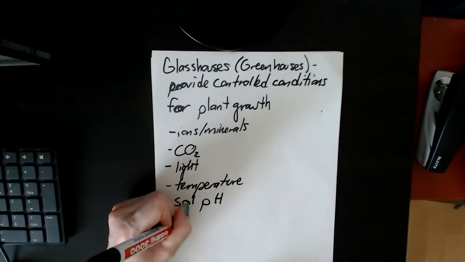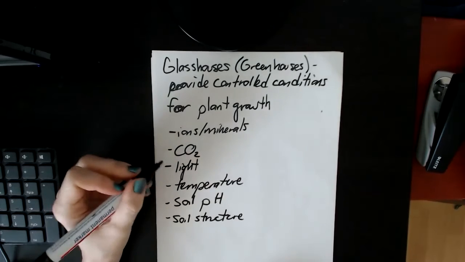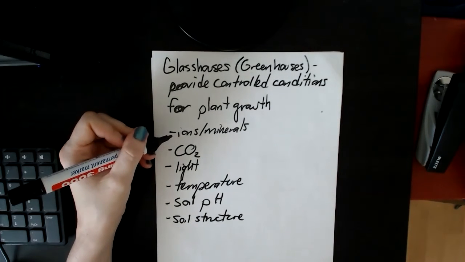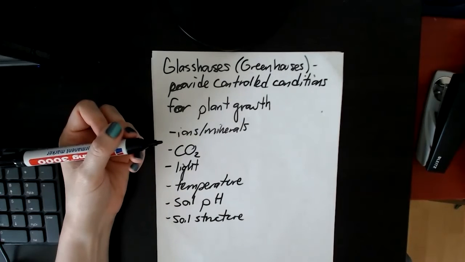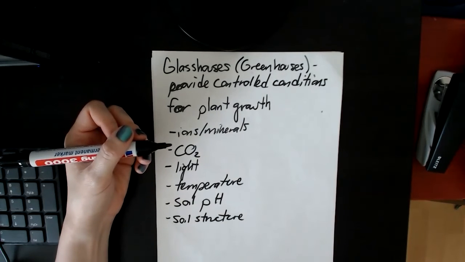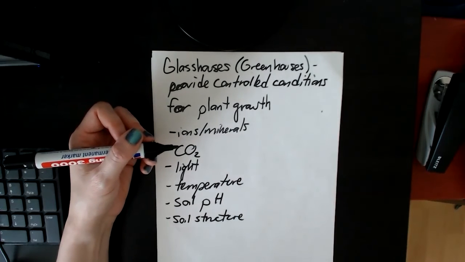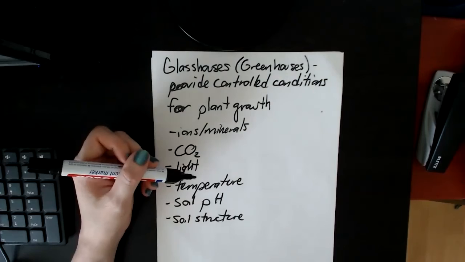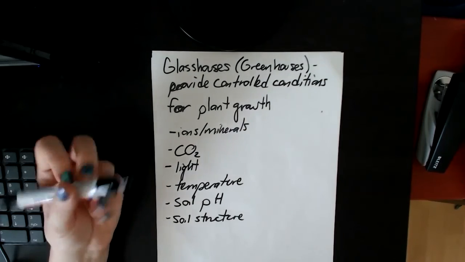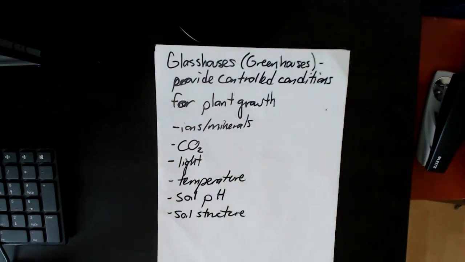And the soil structure itself. So not just the pH and not just what ions and minerals are in it, but also you may want to aerate the soil, for example, because air pockets mean that you can do active transport in the roots, things like that. You can also make sure that the drainage is good, that the water is there when you need it, that it doesn't get immediately drained away. So these are all ways that you can control the conditions in the glass houses.